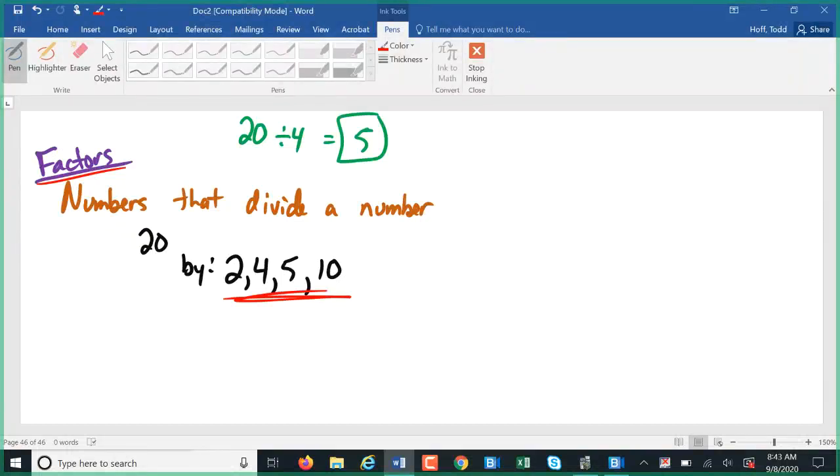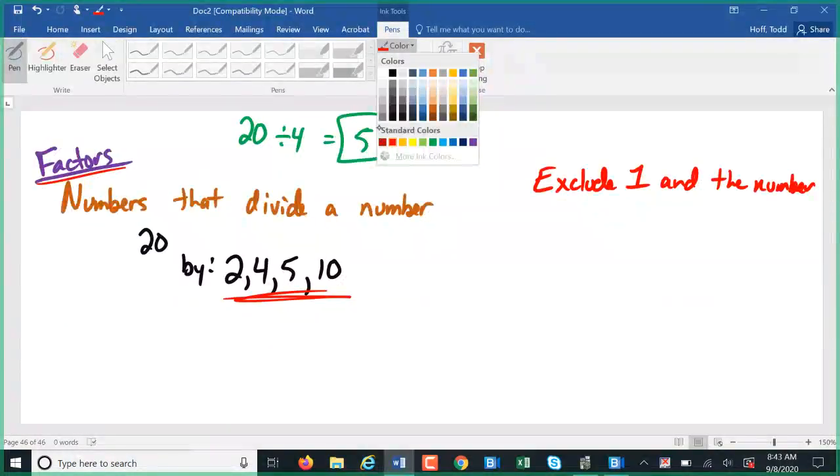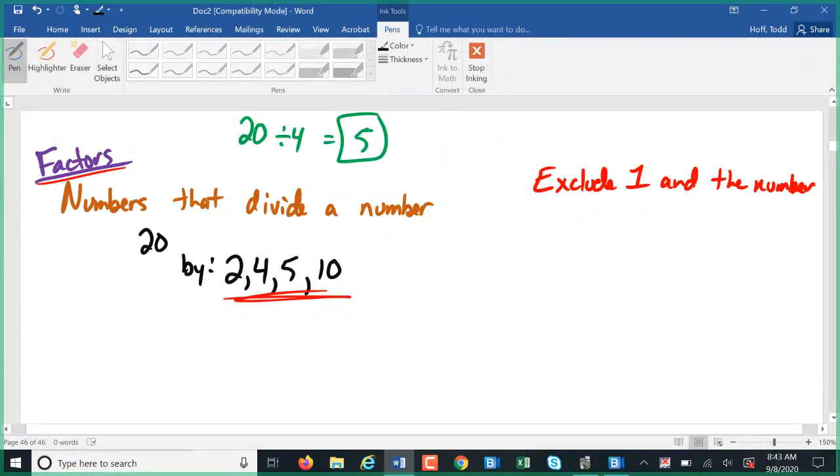When we talk about factors and divisibility, we exclude 1 and the number, because every number can be divided by itself, and every number can be divided by 1. So we leave those out because those are not terribly useful. Also, some of the other things we do with these factors, using 1 or the number itself wouldn't work real well.